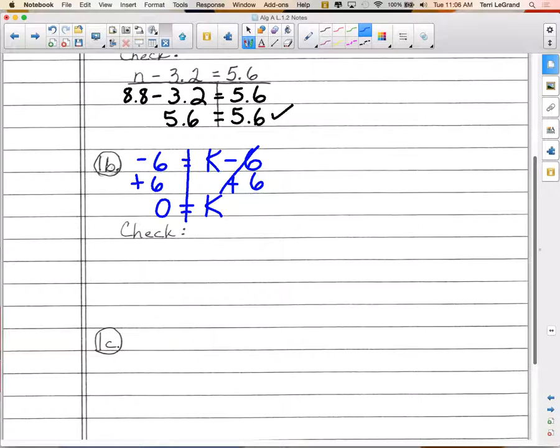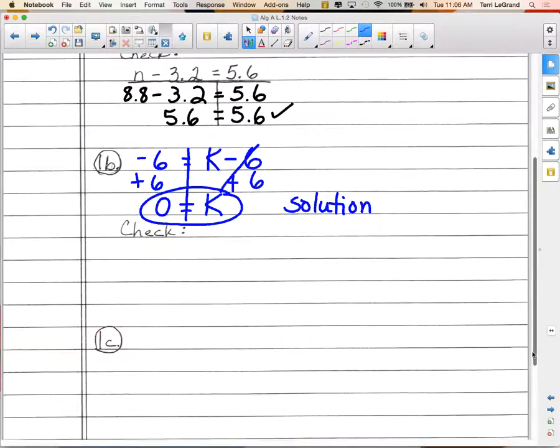What's this called? K is by itself. It got isolated. This is our solution. So we're saying, okay, I get to be done with this one. I get to circle it and say K is equal to 0. It's the only value that should make this equation true.